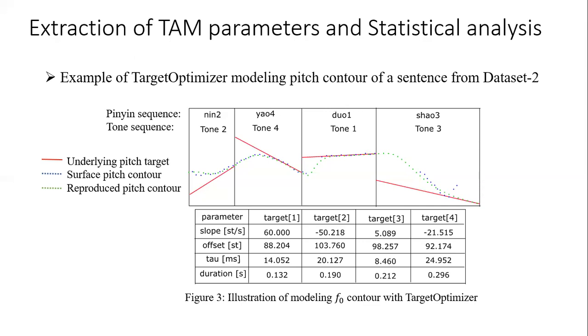Figure 3 shows an example of Target Optimizer modeling pitch contour of a sentence. Although the surface pitch contour of each syllable varies a lot in the beginning part, the end of it gradually approximates its underlying pitch target. Therefore, describing the surface pitch contour with underlying pitch targets might help distinguish tones from each other.